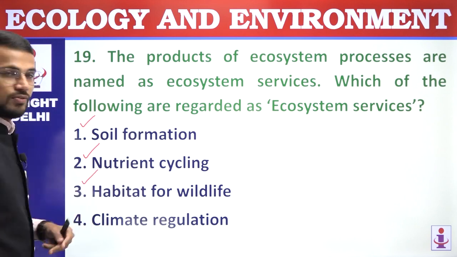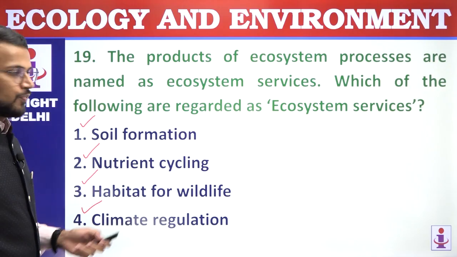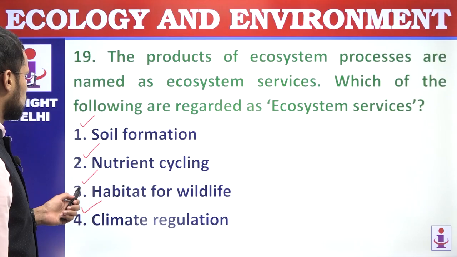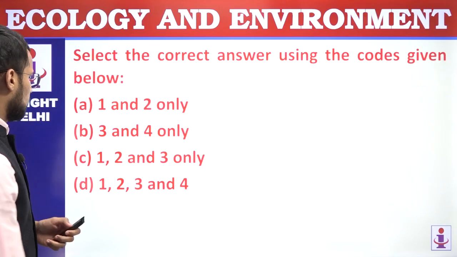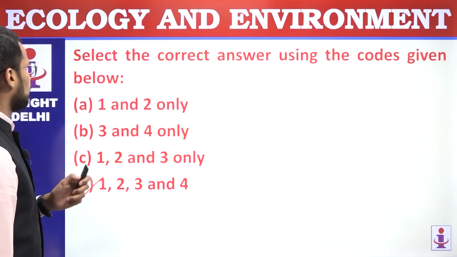Habitat for wildlife is also an ecosystem service, and climate regulation is also. So all these are ecosystem services, and that's why the answer is 1, 2, 3 and 4 mentioned in option D. 19th question, answer is D.